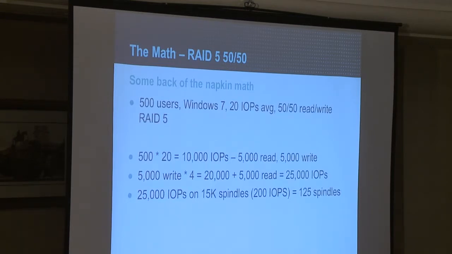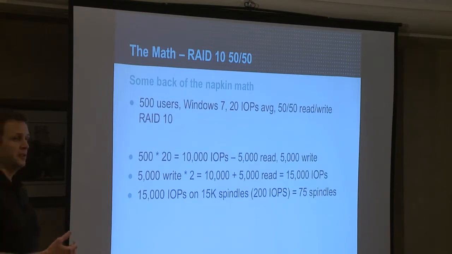So if we change this up a little bit and say, all right, I understand that the RAID penalty is important, and that I'm amplifying I/O by doing RAID 5, so I'm going to change it to RAID 10. So our 500 users with 20 IOPS still, 50-50 read-write mix using RAID 10. Still 5,000 read, 5,000 write, but instead of multiplying those 5,000 write IOs by 4, we're now multiplying by 2. So I've got 10,000 IOPS of write, 5,000 read, 15,000 IOPS. Do the math again with 15,000 RPM spindles, 75. So we've dropped 50 spindles out of that solution, but 75 is still a pretty big number.